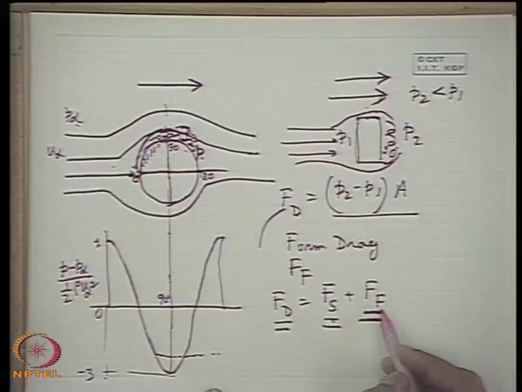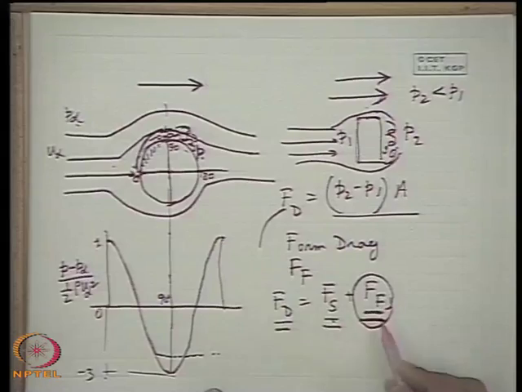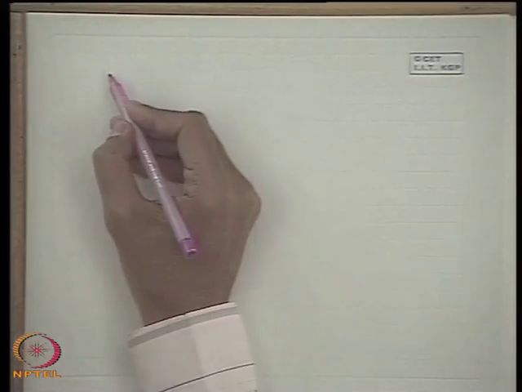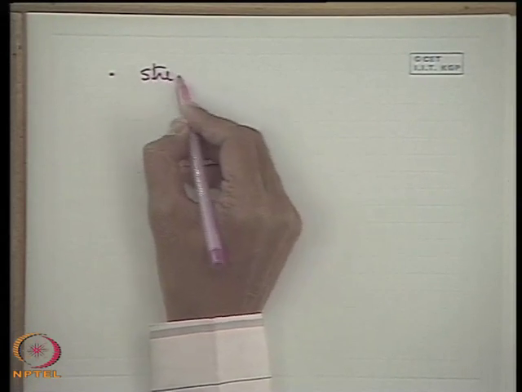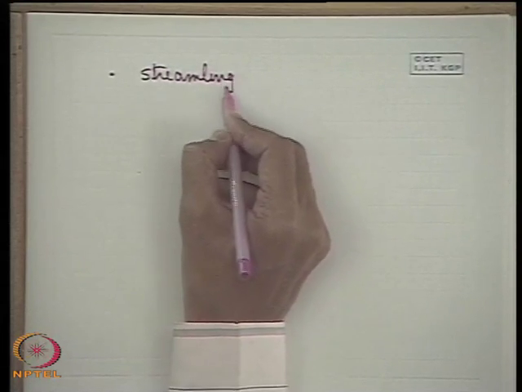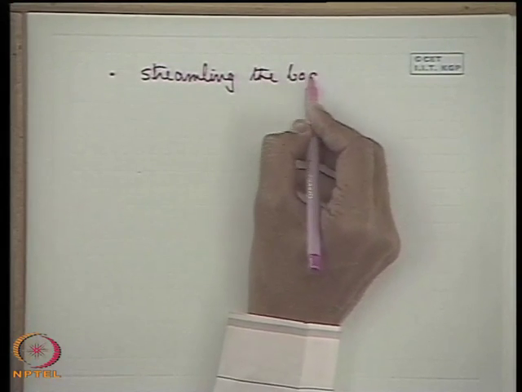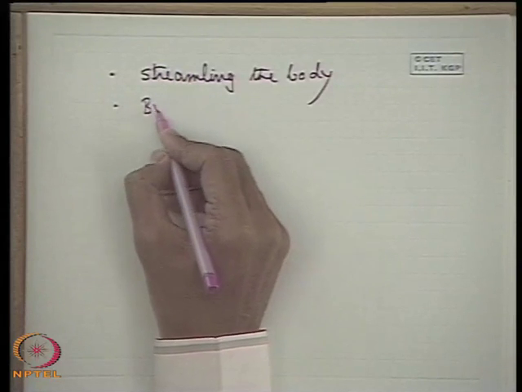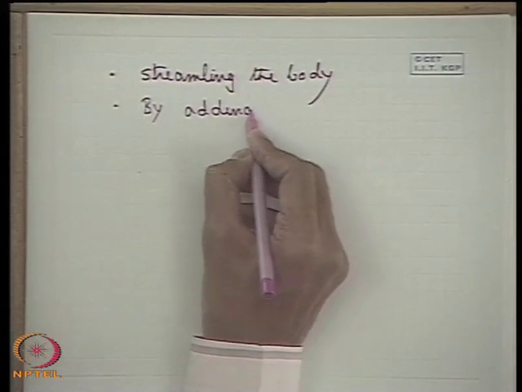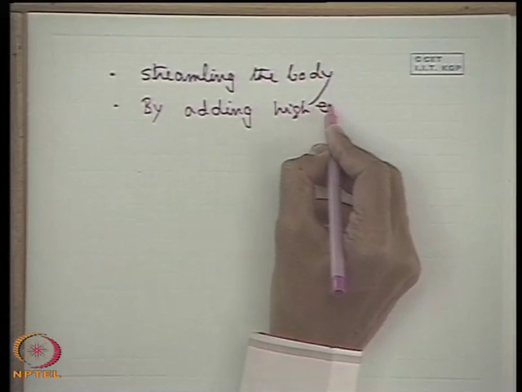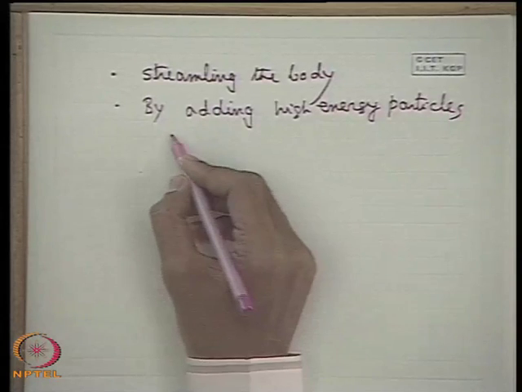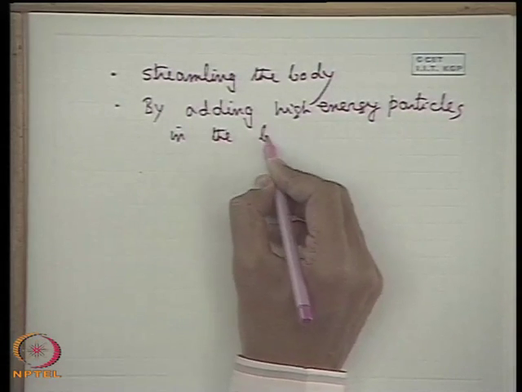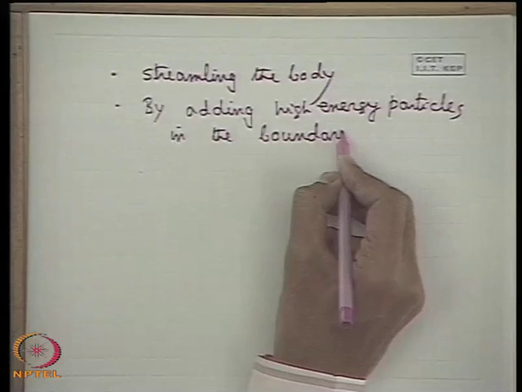Now, it is very essential to reduce this form drag. So, there are methods by which we can reduce the form drag. There are two methods of reducing the form drag or boundary layer separation. One method is by streamlining the body. Another method is by adding high energy particles in the boundary layer.